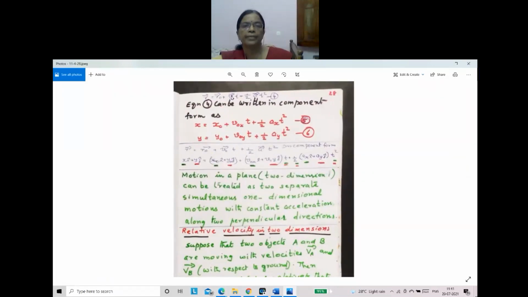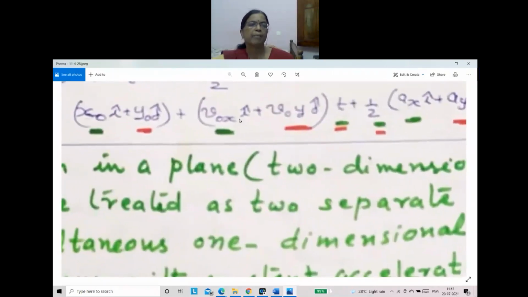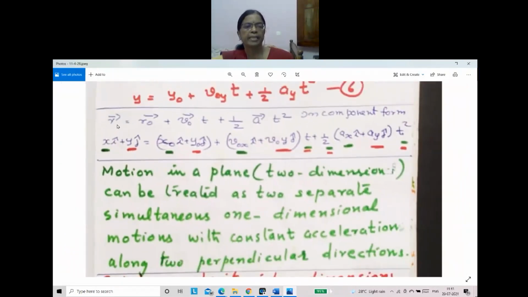See, that is split in component form. r equal to r0 plus v0 into t plus half a into t square. This is the equation we are having, and we are writing it in component form. Position vector xi cap plus yj cap, initial position vector x0 i cap plus y0 j cap, velocity vector initially v0x i cap plus v0y j cap into t, plus half into the acceleration vector, in the place of a we write the component form ax i cap plus ay j cap, into t square. Now we have expressed this equation in component form.